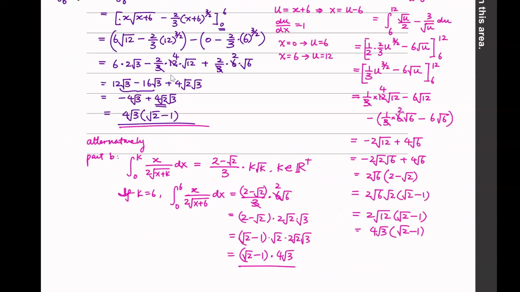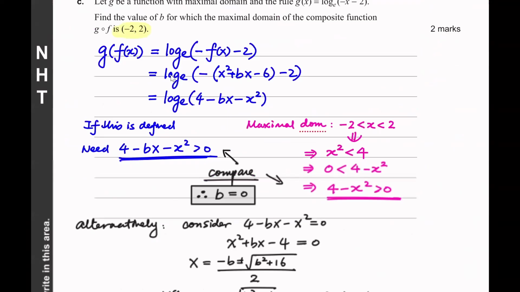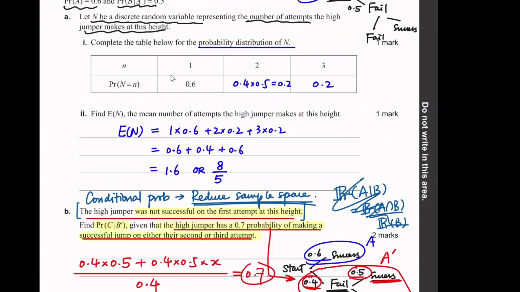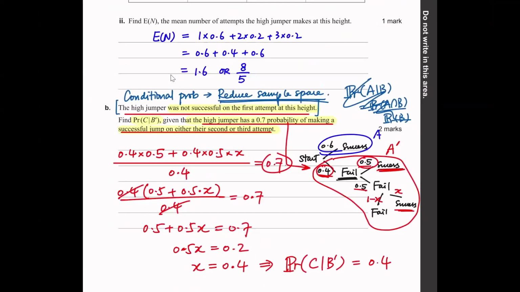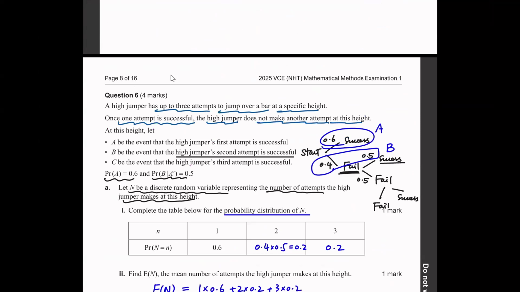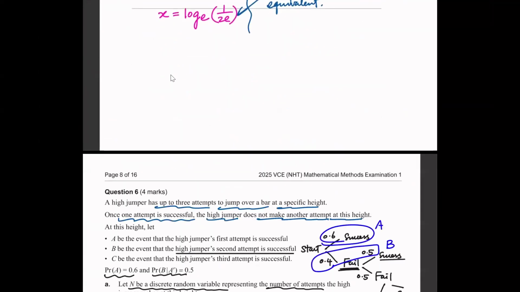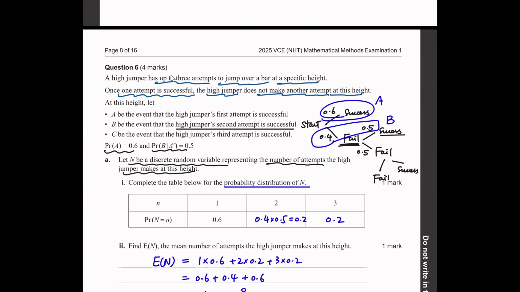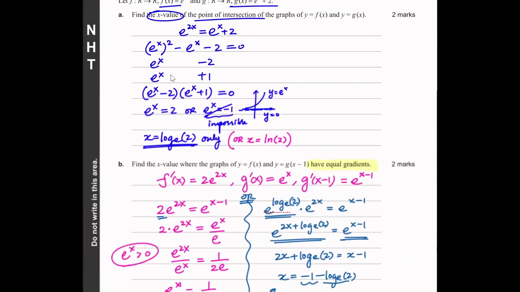Anyway, is there anything else I want to say? No, end of the exam questions. Overall, an interesting paper. This one was tricky, the idea of reducing sample space. But it's a decent tree diagram, discrete probability function, a discrete probability question. Yeah, it's actually a geometric distribution.